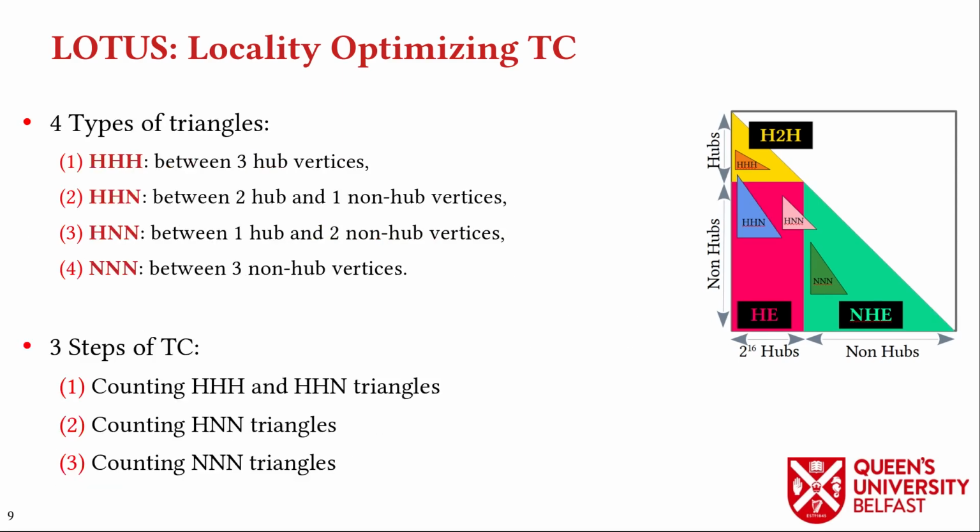Based on the LOTUS graph structure, four types of triangles can be defined: triple H triangles that are formed by three hop vertices, HHN triangles that are formed by two hop and one non-hop vertices, HNN triangles that are formed by one hop and two non-hop vertices, and triple N triangles that are formed by three non-hop vertices. We divide the triangle counting into three steps: counting triple H and HHN triangles, counting HNN triangles, and counting triple N triangles.